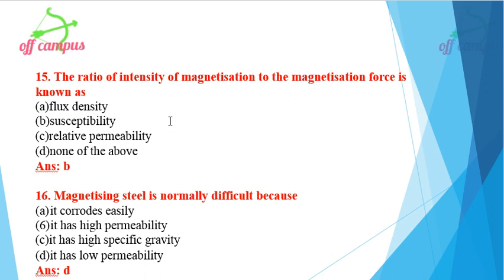Then question number 16, magnetizing steel. Magnetizing the steel is normally difficult because it corrodes easily, it has high permeability, it has high specific gravity, or it has low permeability. So the answer is option D, it has low permeability. So it is difficult to magnetize the steel because it has low permeability. Option D is the right option.